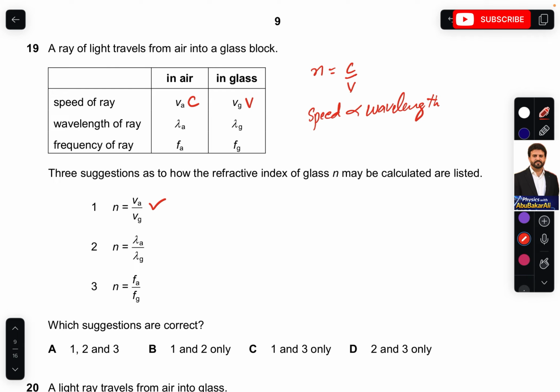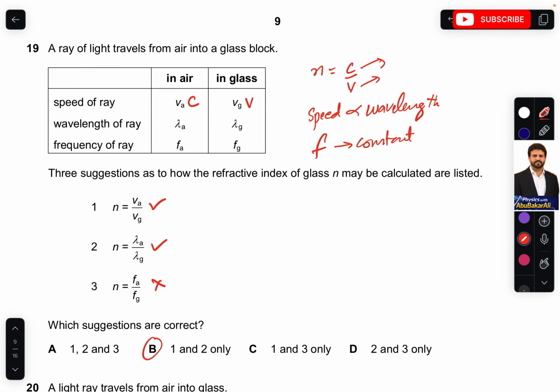They are both directly proportional. So you can change this ratio in terms of lambda as well. So this is also sensible. This also makes sense. But frequency remains constant. It will never change. So you will not take the ratio of anything that remains constant in all the cases. That is incorrect. So it's option B that is correct.